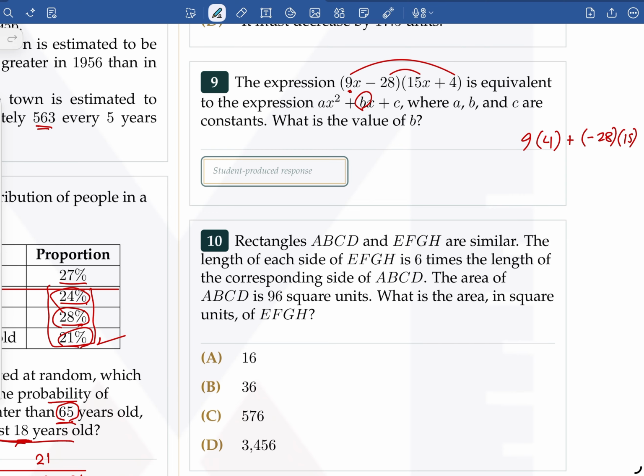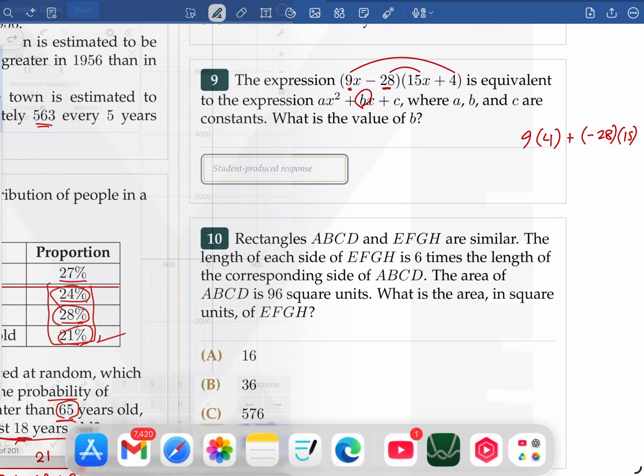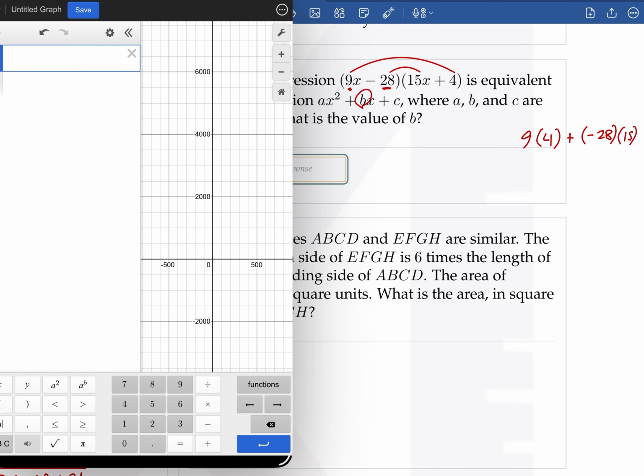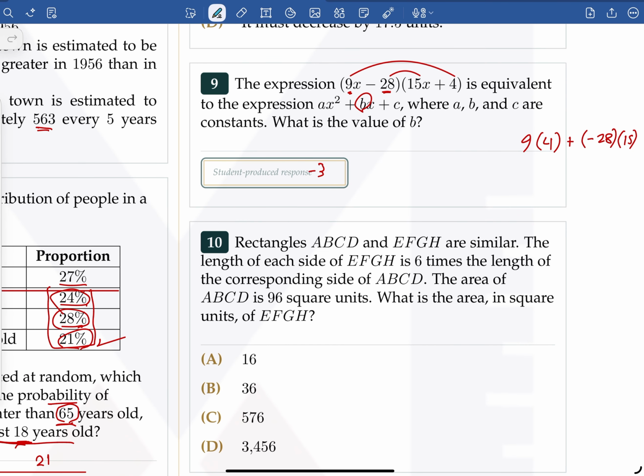9 times 4 and negative 28 times 15, and then multiply everything together. Let's see how to do it. 9 times 4 minus, you just write minus 28 times 15, and you get the answer negative 384. Negative 384. This is our answer.